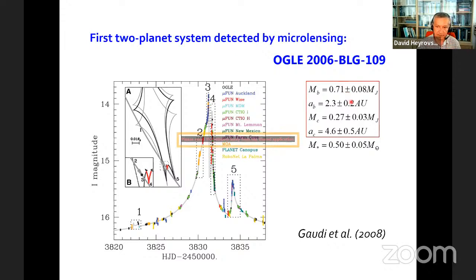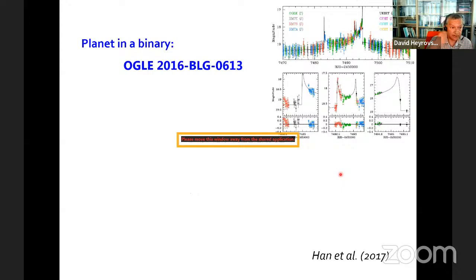This system is also very interesting because it's an analog of a Sun, Jupiter, Saturn system. One of the planets is a 0.7 Jupiter mass planet at 2.3 AU, and the other one is about a 0.3 Jupiter mass planet at about 4.6 AU. Taking into account that the host star is about half a solar mass, it's very similar to the solar system, just rescaled to the lower mass of the star. By now, there are about 4 other systems which are two-planet systems, but you have also other interesting systems.